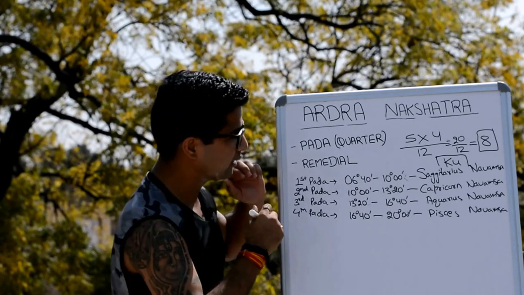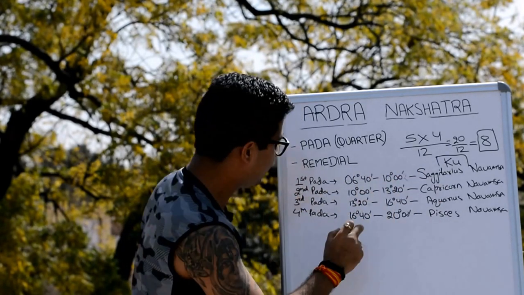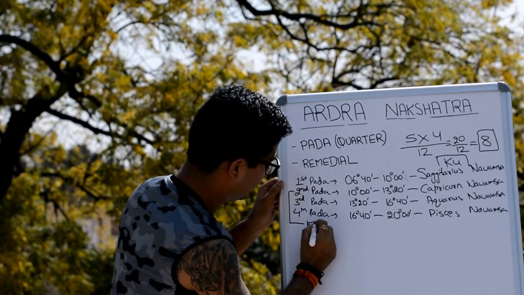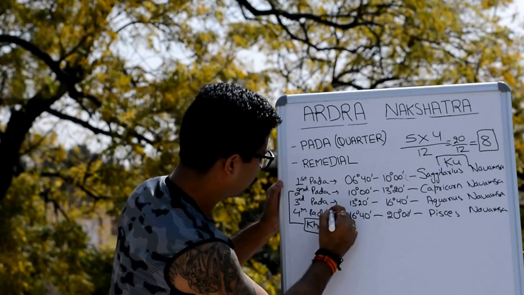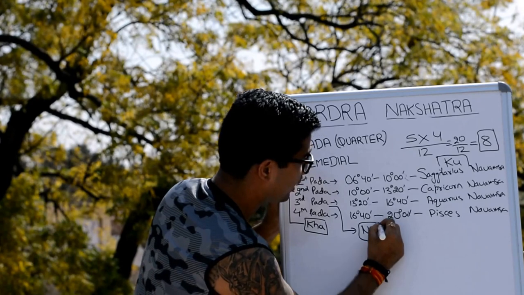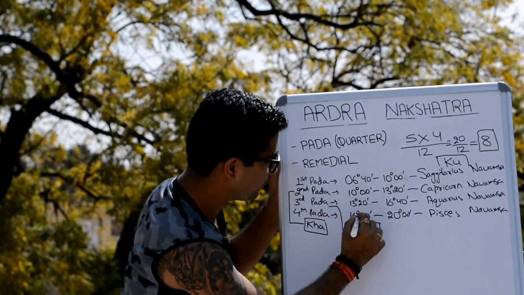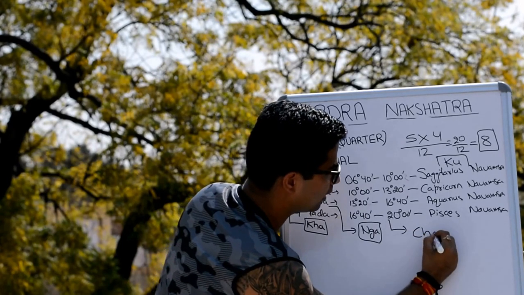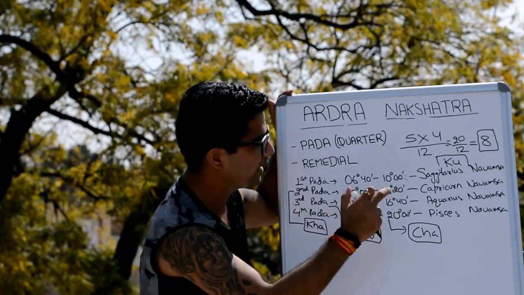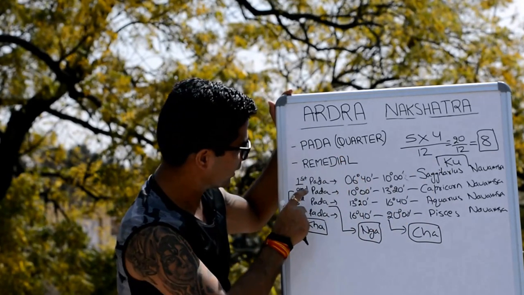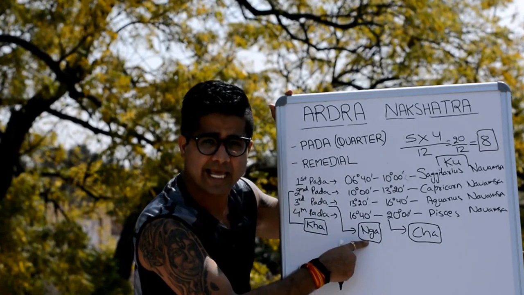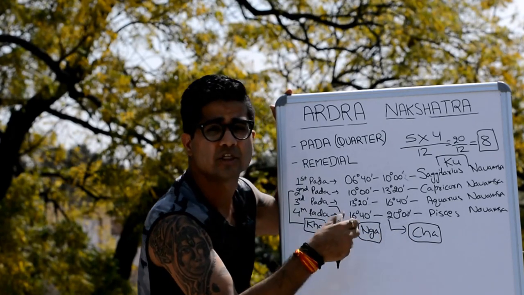And the alphabets: the first pada gets the Ku, as in Kuldeep. Second pada gets the Kha, as in Khalsa. Third pada gets the alphabet Na, as in Nancy. And fourth pada gets the Cha, as in Chhatri. So the first pada will get the alphabet Ku, as in Kuldeep, for example. Second pada will get the Kha, as in Khalsa. Third pada will get the Na as in Nancy. And fourth pada will get the Cha as in Chhatri.